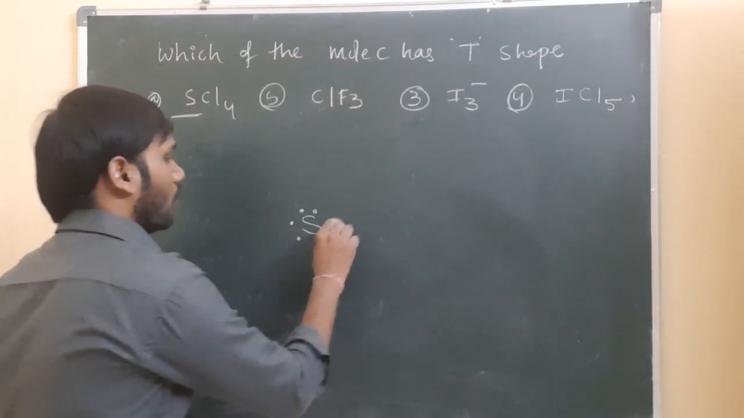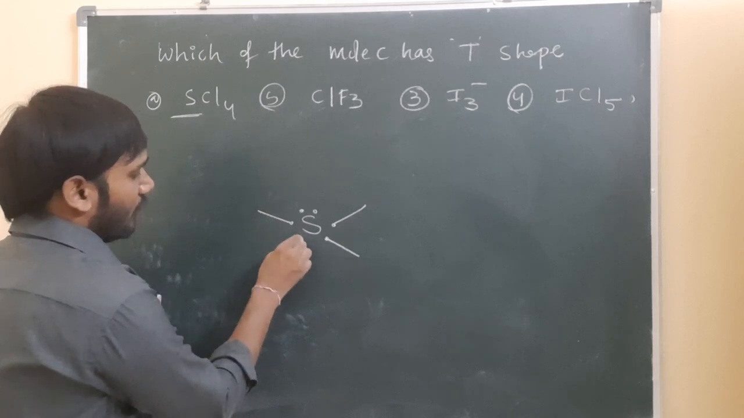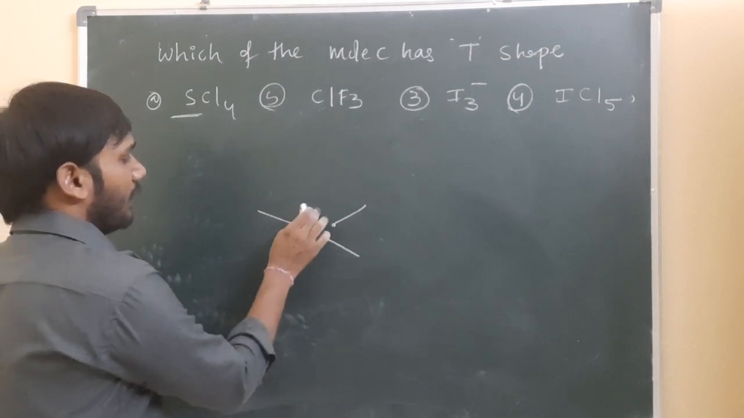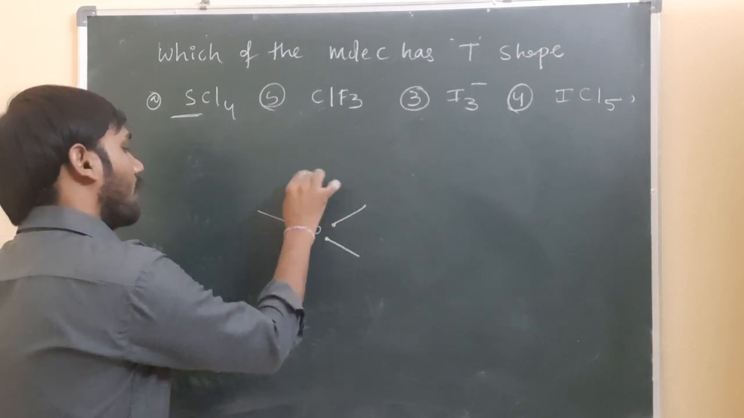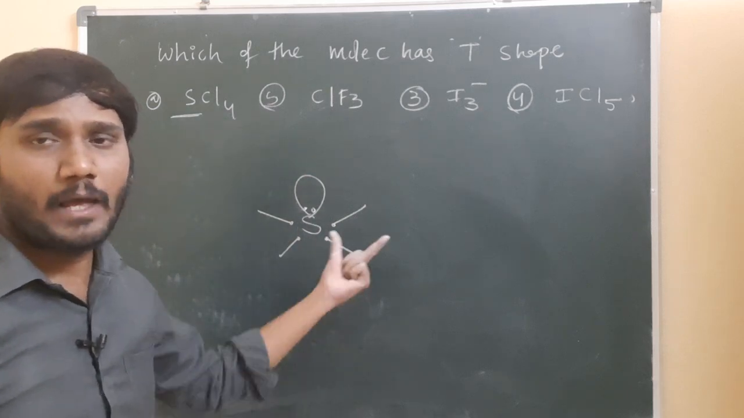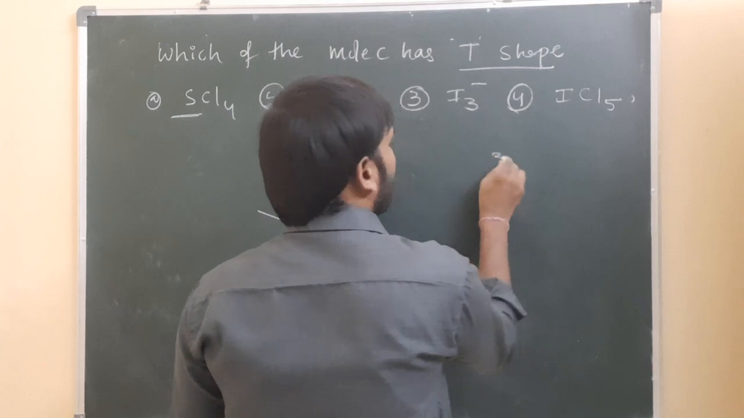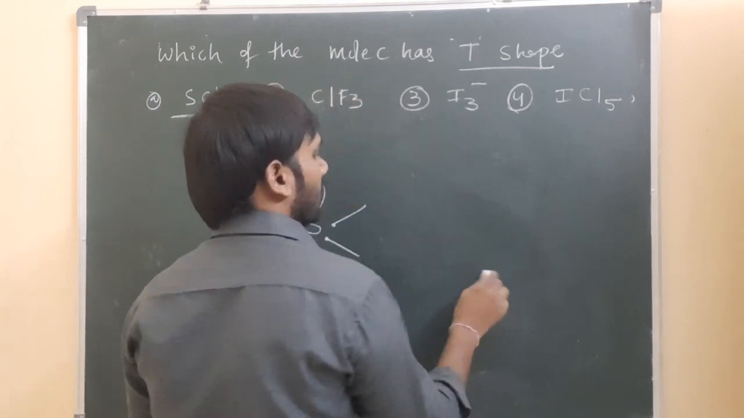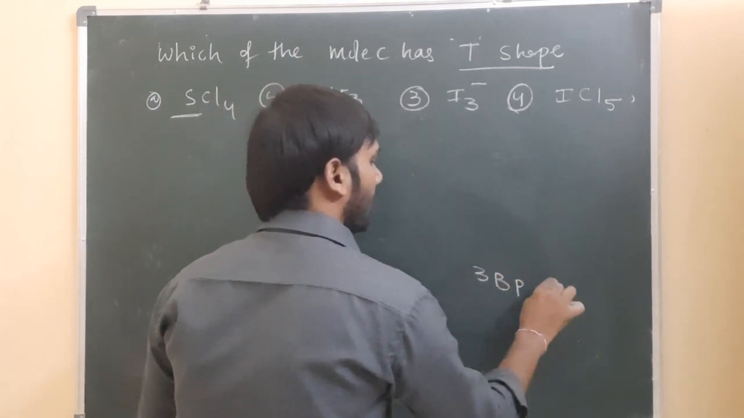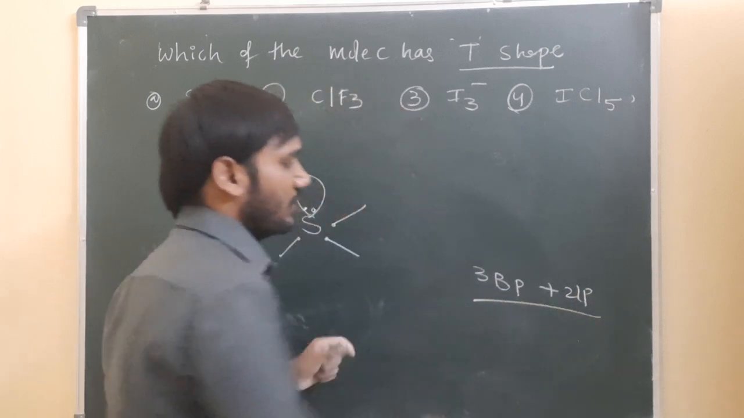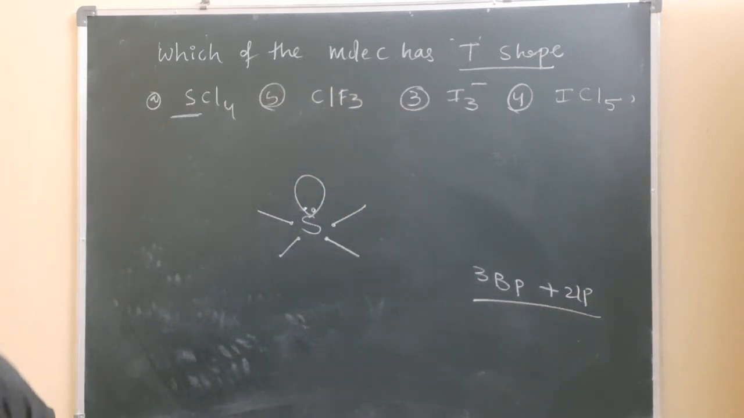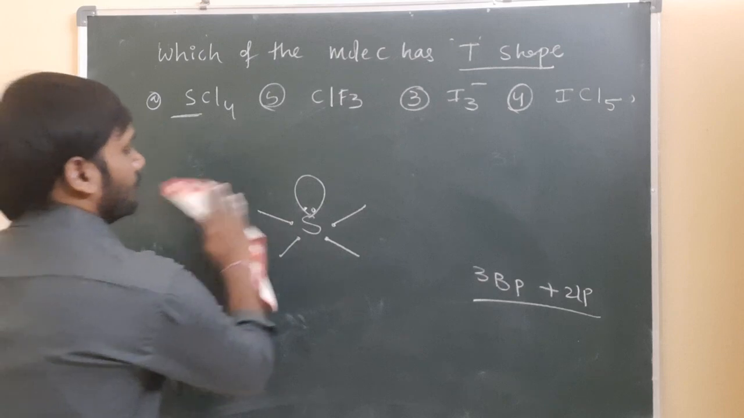So that means here chlorine forming, here chlorine forming, here chlorine forming, here chlorine forming. The remaining how many electrons are there? 2. It is not involved in the bond formation, nothing but a lone pair. How many lone pairs? 1 lone pair. But T-shape is nothing but what? 3 bond pairs should be present and 2 lone pairs are present. 3 bond pairs and 2 lone pairs, nothing but that is a T-shape. But here how many lone pairs? 1 lone pair is present.